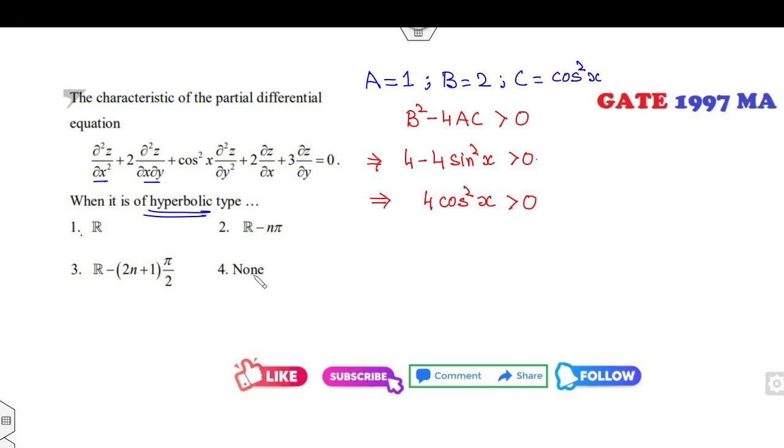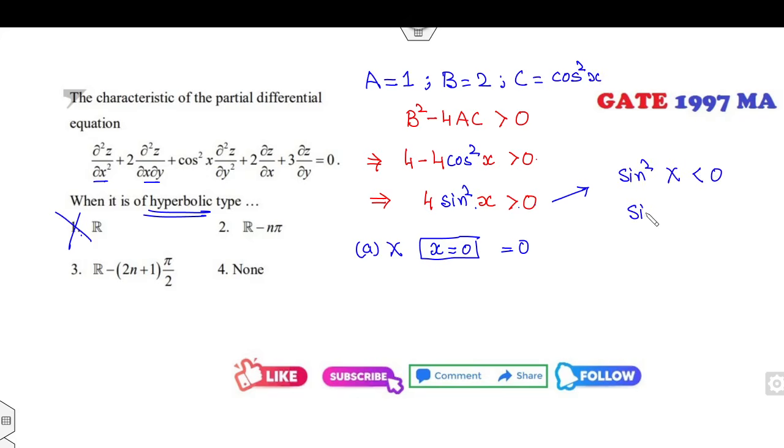Now look at the options. It's for all R. That's wrong, because if I choose x as 0, sorry, this is my cos square and this is my sine square. So if I take x equal to 0, this value will be 0, which is not greater than 0. Now when will it be 0? Because sine square can never be less than 0, I can exclude all those components which are 0. That means x is n pi.